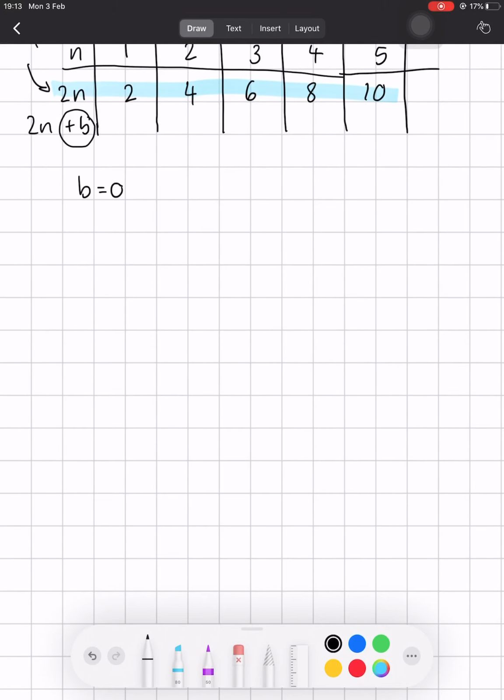So let's say we have 3, 7, 11, 15, 19. So first we need to see what our difference is. Our difference between the first and the second is plus 4. Second and third is also plus 4, plus 4, plus 4. So this will be our first difference. And because it's all the same, we know it's linear.